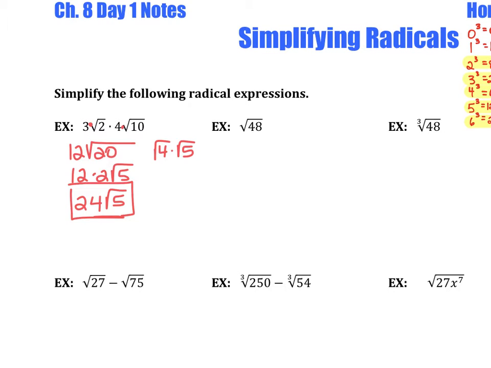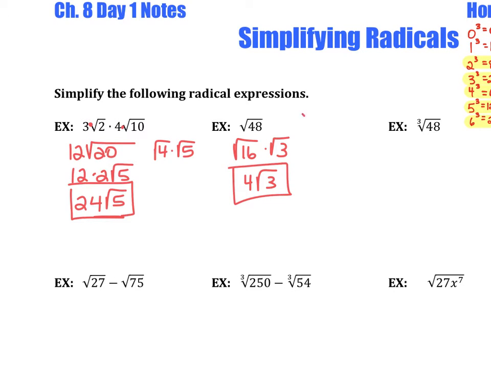All right, so in our next example, we are going to simplify the square root of 48. Now, the largest perfect square that's a factor of 48 is 16. So square root of 16 times square root of 3 then becomes 4 root 3. That will get us to our answer the quickest.